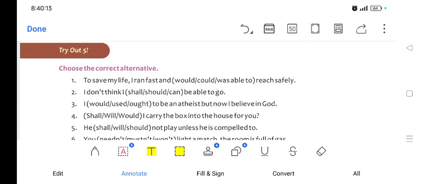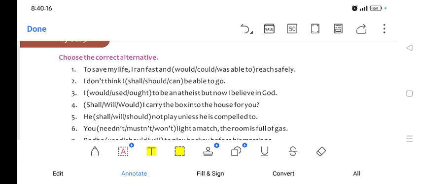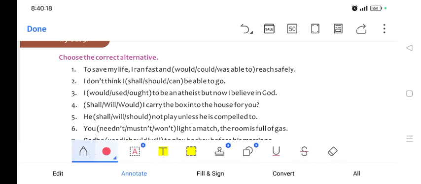In tryout 5, choose the correct alternative. To save my life, I ran fast and could reach safely. And was able to reach safely, both are correct. I don't think I shall be able to go. Next, I used to be an atheist, but now I believe in God. Next question, shall I carry the box into the house for you? Next one, he will not play unless he is compelled to.